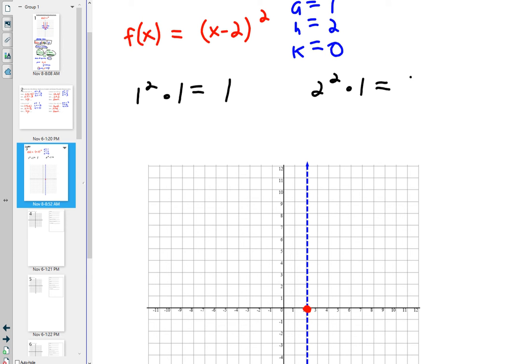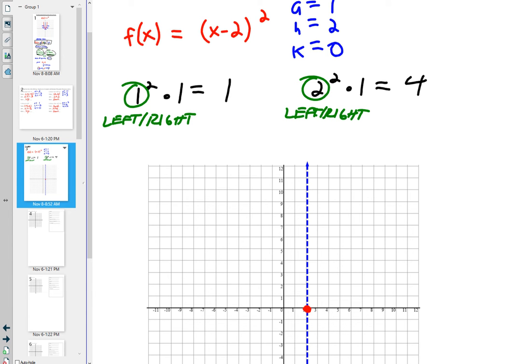2 squared times 1 is 4. So what does this mean? I chose the first number. That first number means what's going to happen to the left or the right of the vertex. Either one, it doesn't matter. You can go either way. So 1 left or right, or 2 left or right.